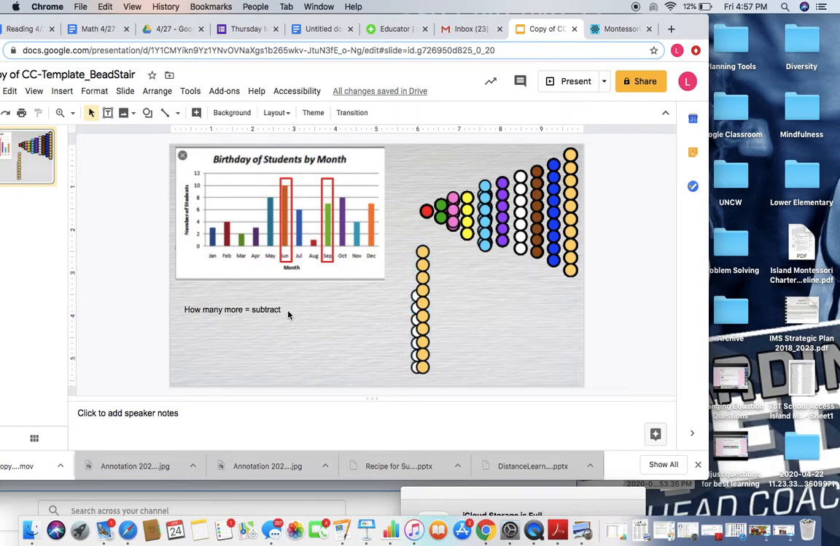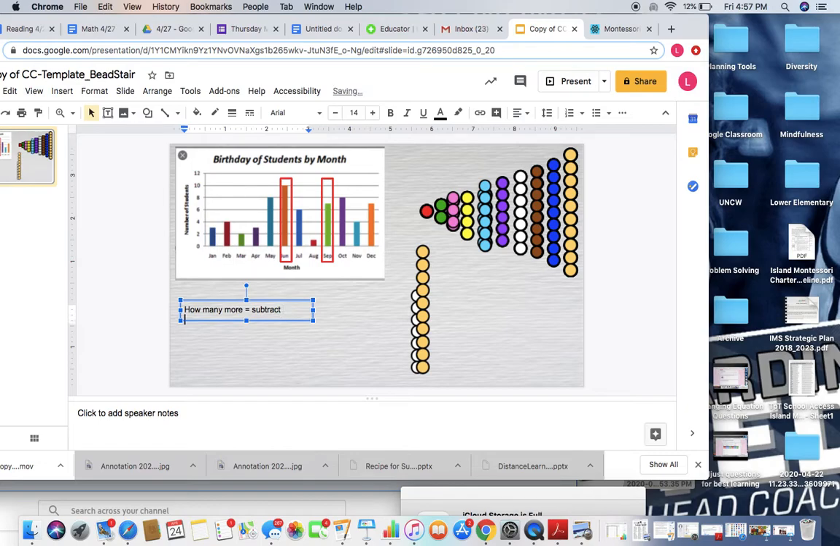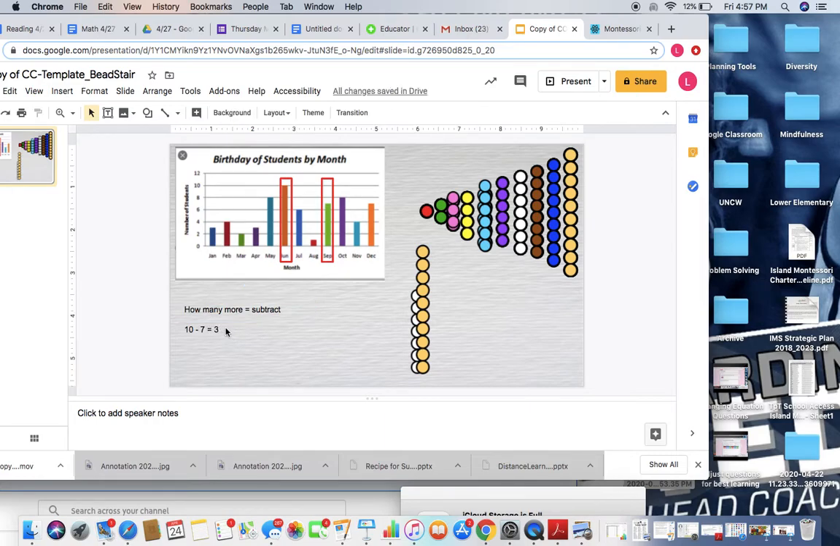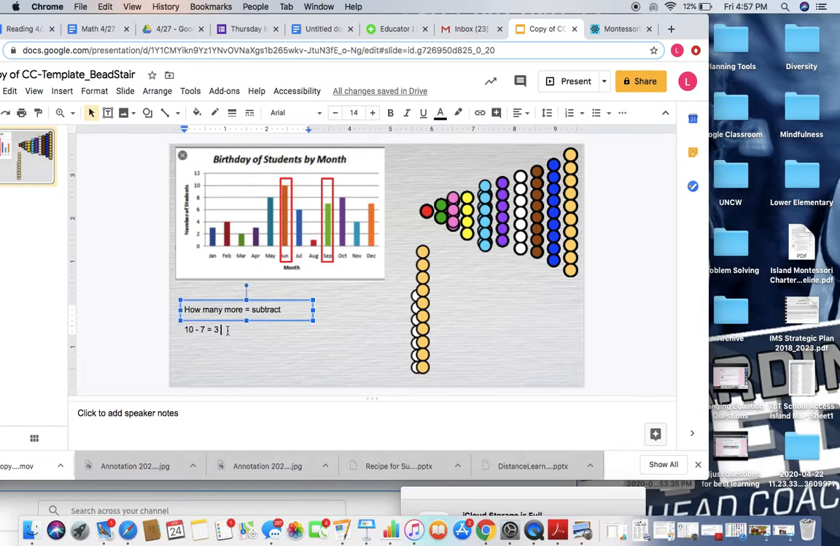So what we want to do now is write our equation. We now know that 10 minus 7 equals 3. That's 3 more birthdays in June than September.